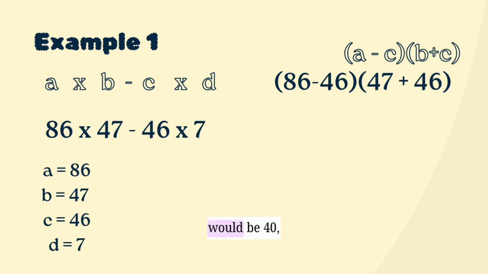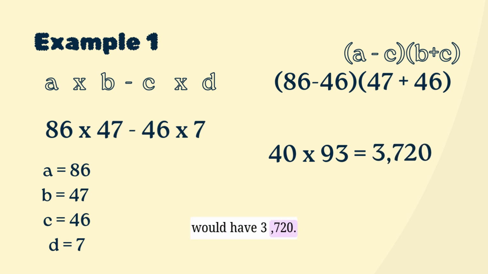86 minus 46 would be 40, as we all know. Then, 46 plus 47 would be 93. So we would have 40 times 93. If we multiply, we would have 3,720. As such, our final answer is 3,720.